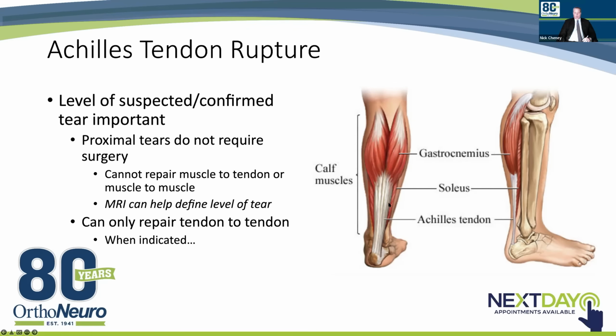But that's when I do get an MRI. If I'm concerned about a higher rupture, I don't feel that divot in the tendon, I'll get an MRI just to see if it's something that's a little bit more proximal. And so you can only repair tendon to tendon when it's indicated. So that's another hot topic now.